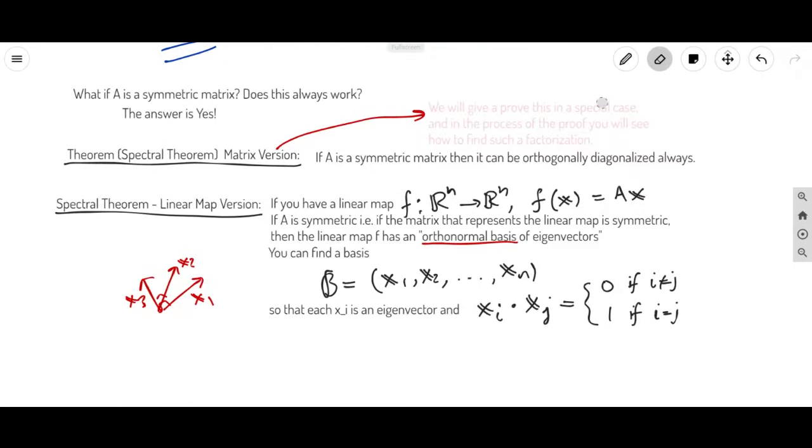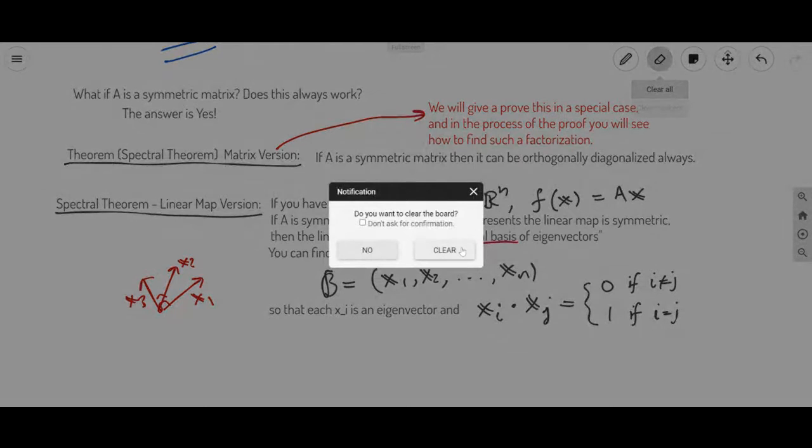Now, I did not tell you what the special case is, but when we reach it, I'll inform you what's the assumption we're going to be making. So I'll take this down off the screen, and then I'll mention two important facts about symmetric matrices, and then from there we'll be able to justify why this always works.